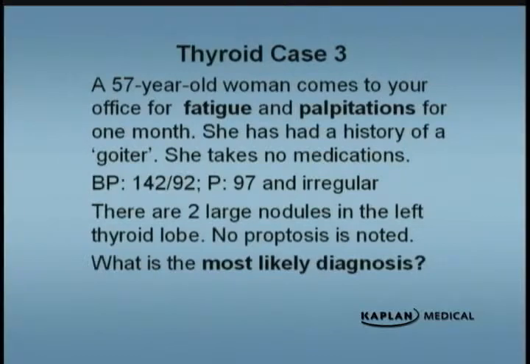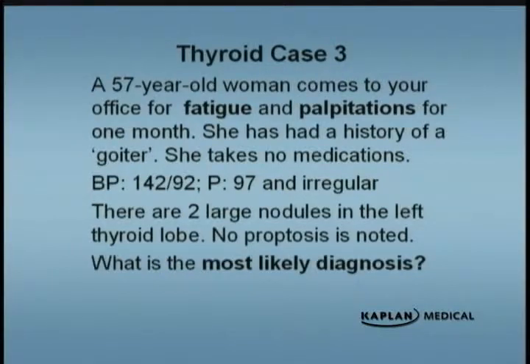Case 3, a 57-year-old woman comes to your office for fatigue and palpitations for 1 month. She has a history of a goiter. She takes no medications. Her blood pressure is 142/92. It's a little bit elevated. Her pulse is 97. It's elevated and irregular. In fact, it's irregularly irregular. There are 2 large nodules in the left thyroid lobe. No proptosis is noted. What is the most likely diagnosis here?